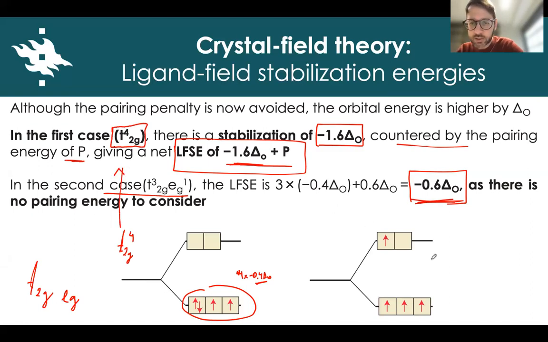And in this case, we can represent it like T2G3, EG1. Okay, so we represent the number of electrons as the superscript on each one of these different energy levels for the d orbitals.